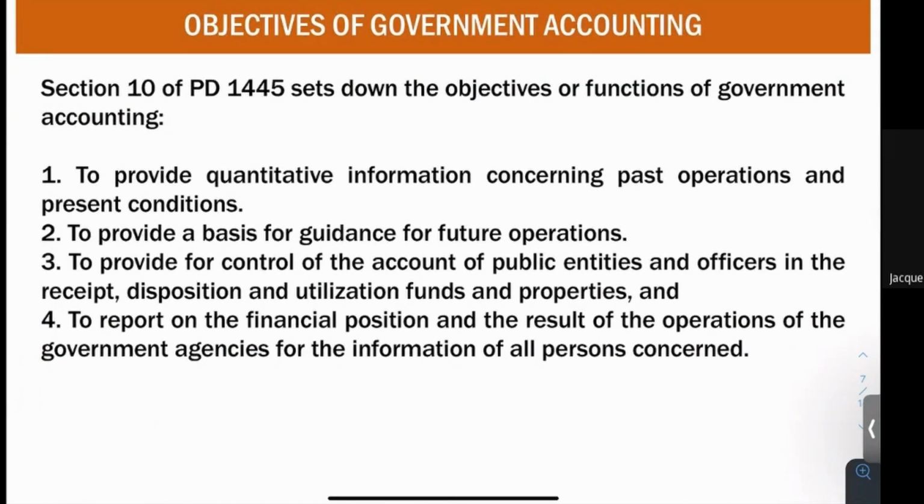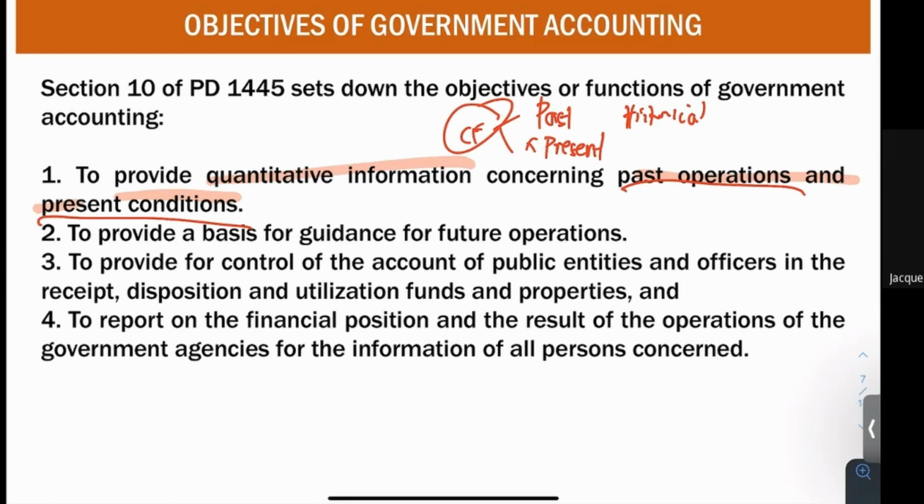Now, let's look into the objectives of government accounting. The first objective of government accounting under Section 10 of PD 1445 is to provide quantitative information concerning past operations and present conditions. And you already know the use of that: decision making and stewardship checking. If we compare this to your conceptual framework, it is only regarding your past events. It does not encompass present conditions. Normally, it is only historical. So that's the difference. Here, we place past operations and present conditions.